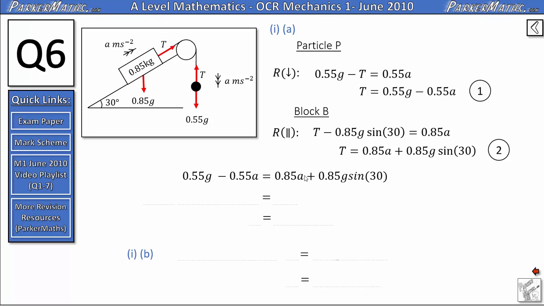From here we'll collect terms together. We'll add 0.55A to both sides, that'll give us 1.4A on the right hand side, and we'll subtract 0.85 G sine 30 from both sides to give us 0.55 G minus 0.85 G sine 30. From here we can divide through by 1.4 and get a value using our calculator for A.